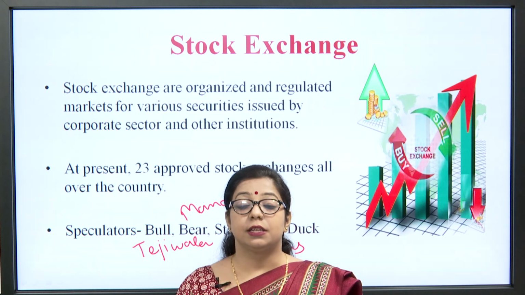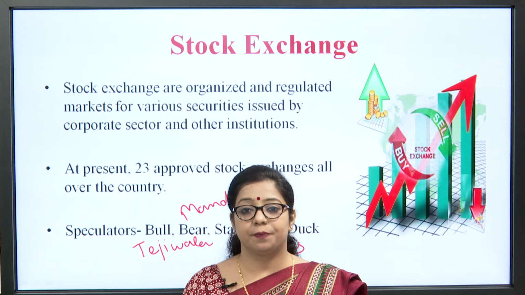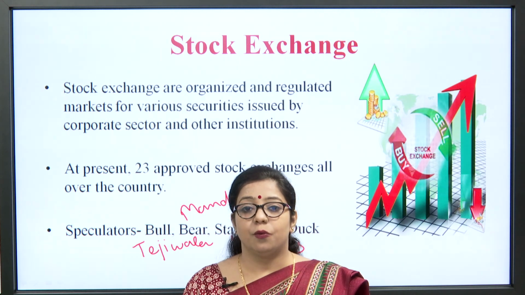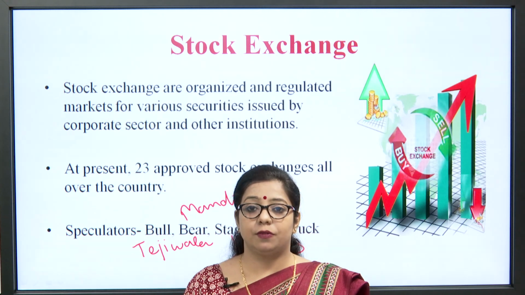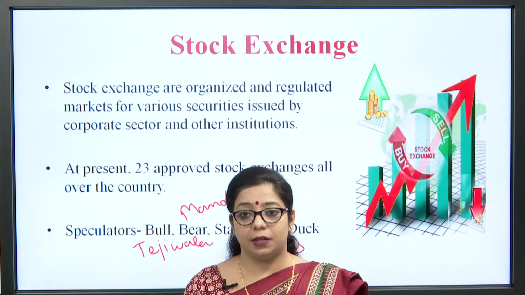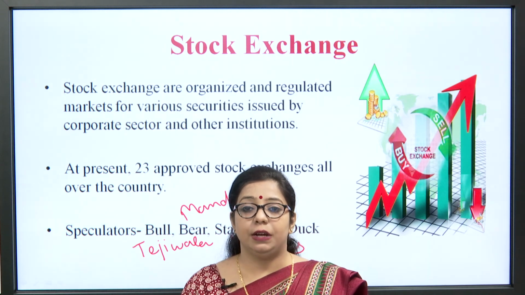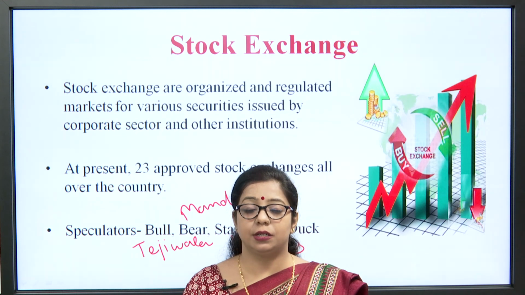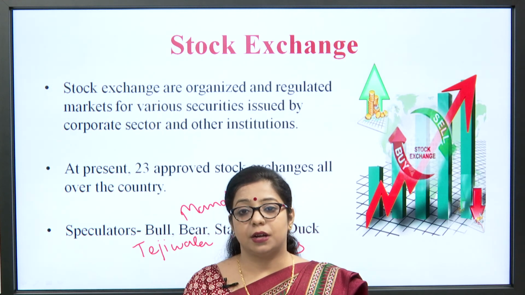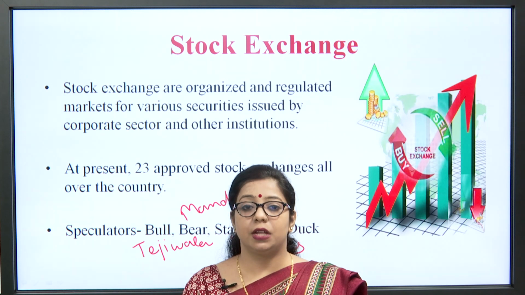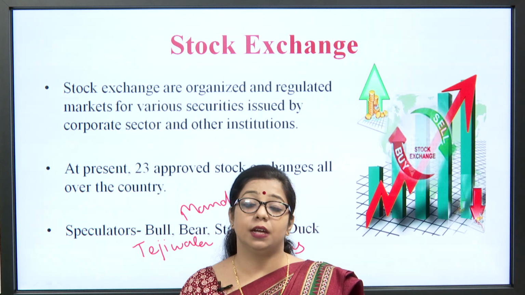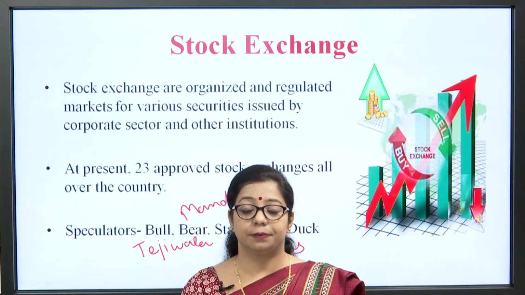The next speculator is the lame duck. Basically, the lame ducks are those in the business like the bear. If the bear speculators are feeling difficulties in having the money to be returned as per their commitment, they will be in a situation of struggling, and that is why they are known as lame duck.